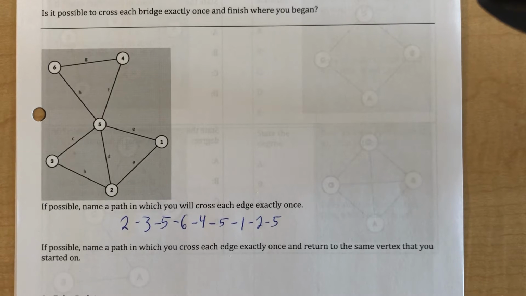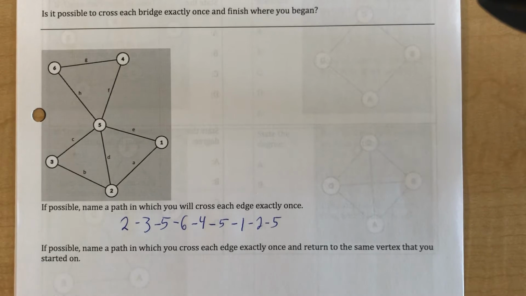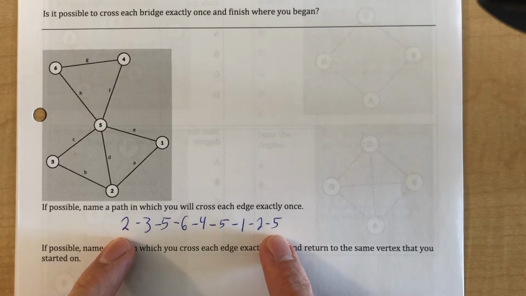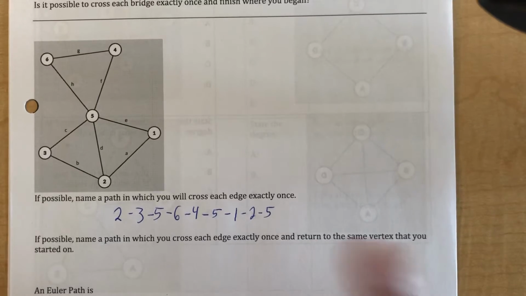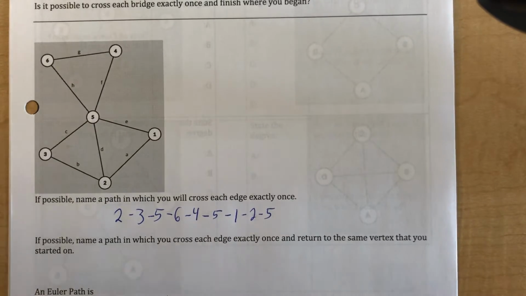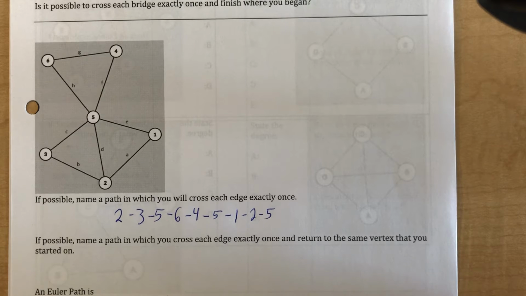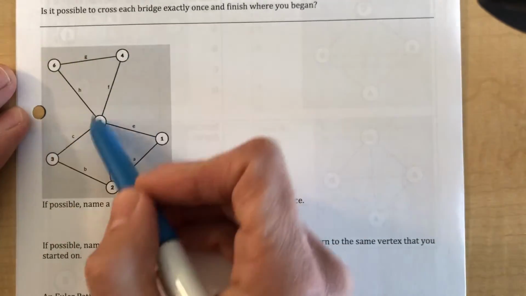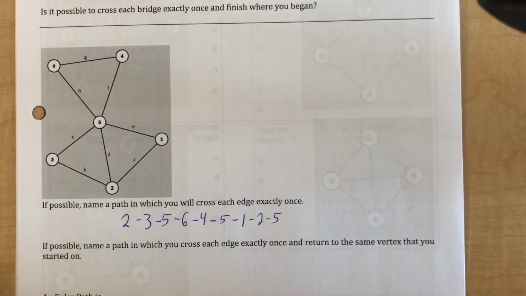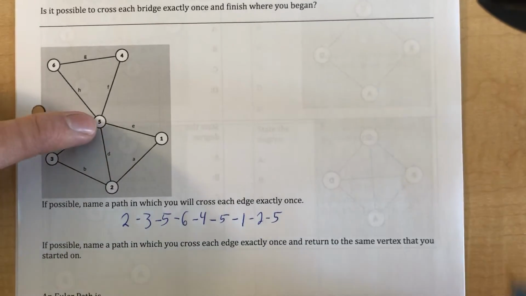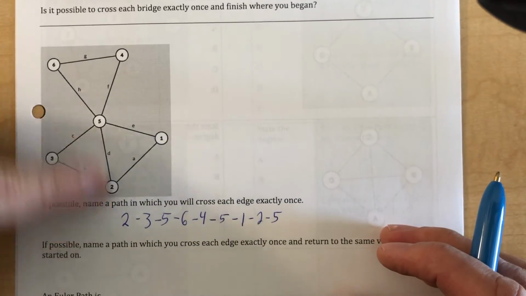If possible, name a path in which you cross each edge exactly once and return to the same vertex you started on. So now I need the beginning and the end to be the exact same, like 2 and 2, or 5 and 5, or 1 and 1, or whatever. I need to start and end on the same vertex. Let me jump straight to the practicality of this. Let's suppose you are delivering mail, right? And you have to go through all these roads. The most practical thing for you to do is to park your mail car and finish where you started, so you will only walk each path one time, right?